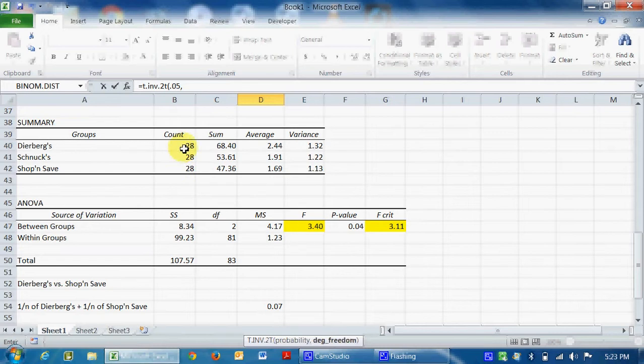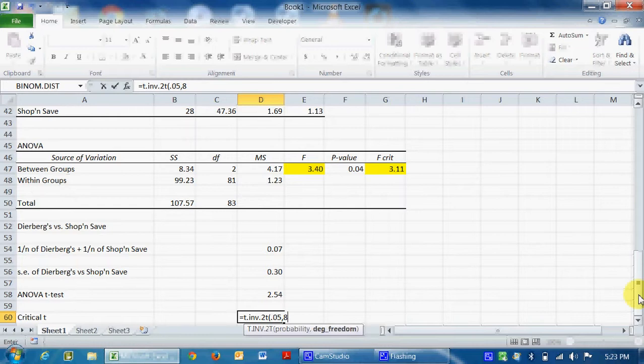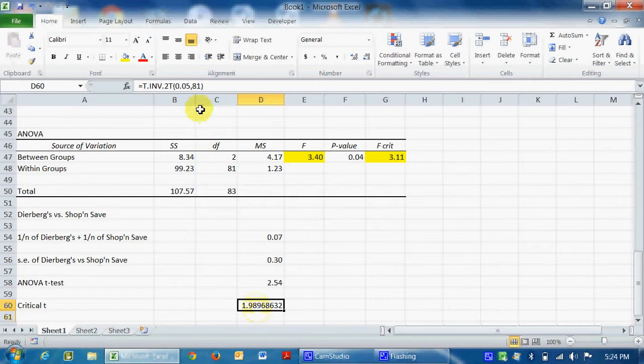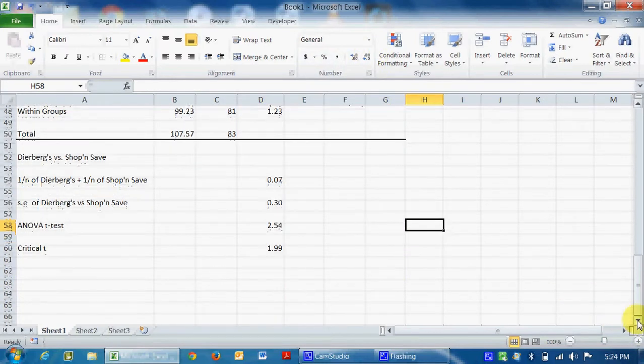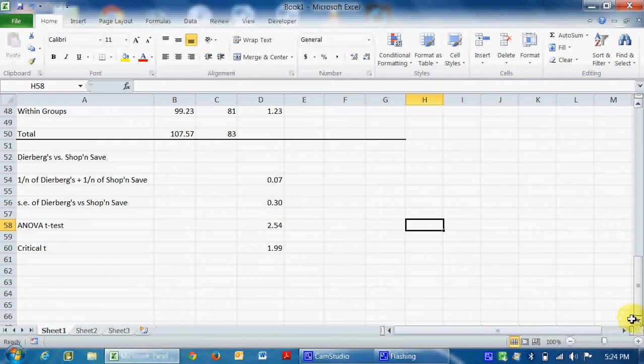We're going to add up all of our n's. So 28 times 3 is 84. And since there's 3 groups, we'll subtract 3 from 84 to get 81. So 28 plus 28 plus 28 minus 3. And that will give us 81, close parentheses. And that gives us that number. We'll slide it over for 1.99, which is a little more accurate than what the book gives us at 1.96. Okay, now we have our two numbers that we need to compare right there, 2.54 and 1.99.